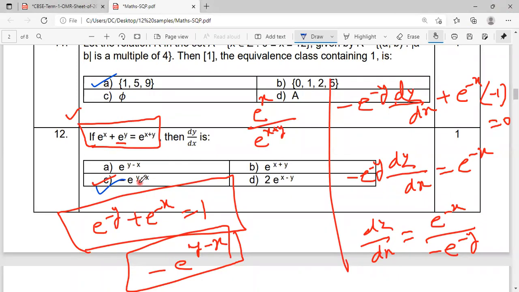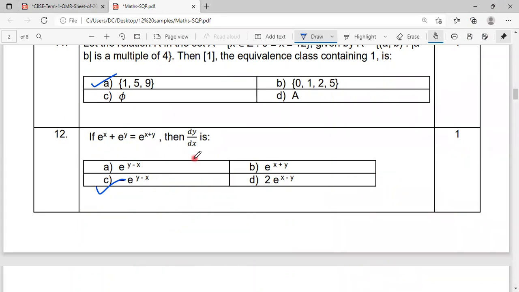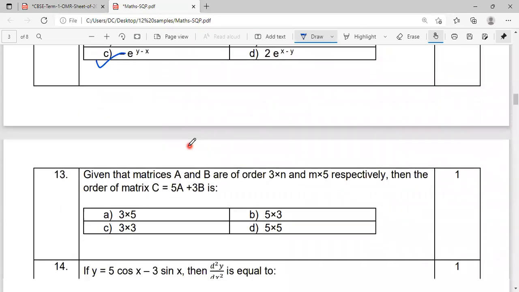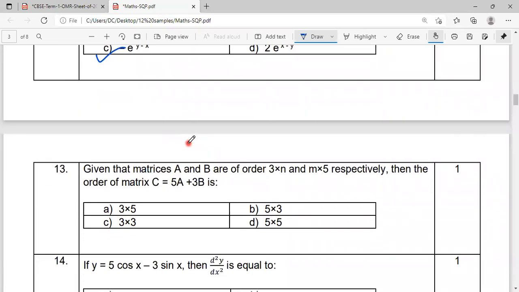So in this question, you needed to solve it a little bit. If you directly do it, it might get entangled. So it's a good idea to divide by e to power x plus y and then differentiate. Divide both sides of the equation by e to power x plus y. Well, the next question, let's see.